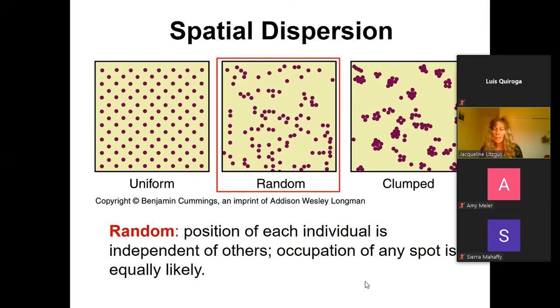So again, this kind of random distribution is pretty rare, because you have to have a uniform environment where resources are equally available all the time. And you also have to have no interaction among members of the population. So there's no patterns of attraction or avoidance happening. There are some data to suggest that spiders that live on the forest floor might actually follow this kind of randomized pattern. But again, it's pretty rare in natural systems.